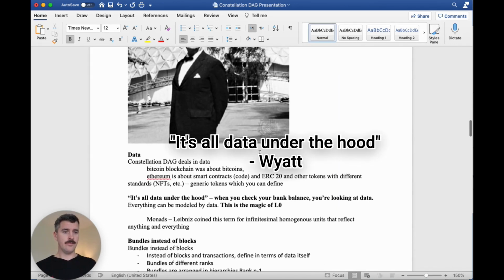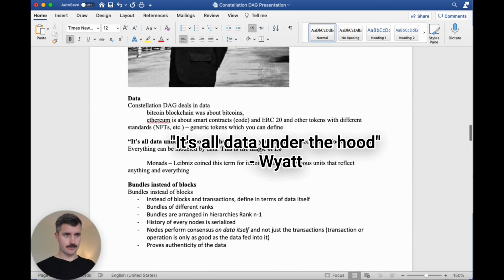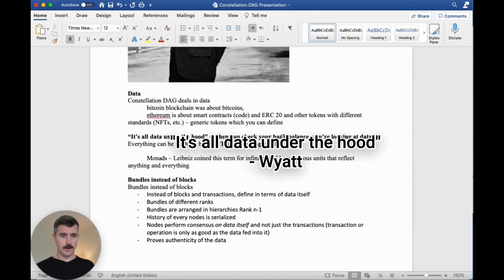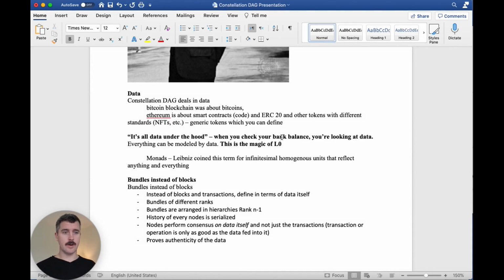So let's talk a bit about data. Data is the fundamental unit in the DAG. The original Bitcoin blockchain, what you have is accounts and balances of Bitcoin. Bitcoins are just quantitative units, monetary units. Then you had Ethereum, which was about smart contracts, which are code in the Ethereum virtual machine.